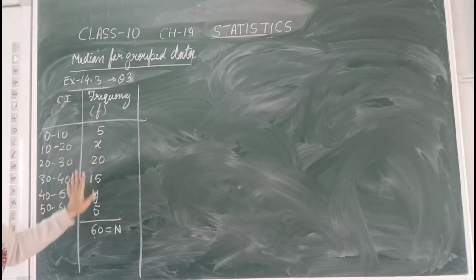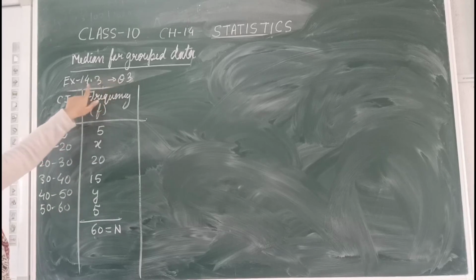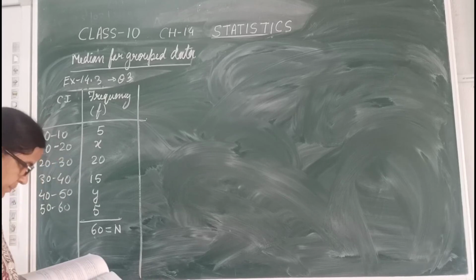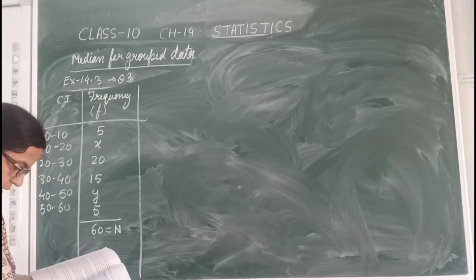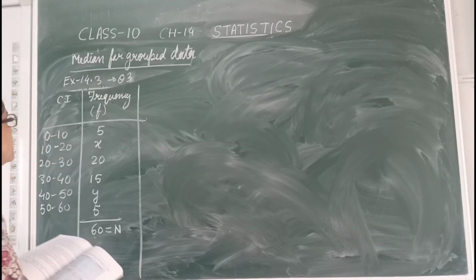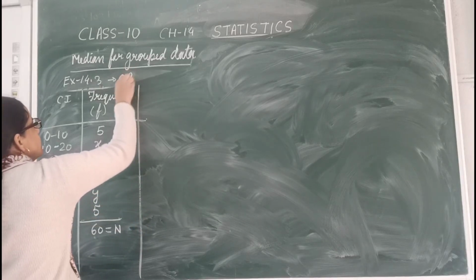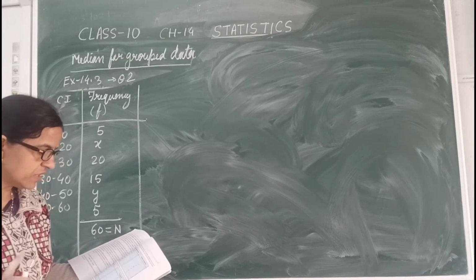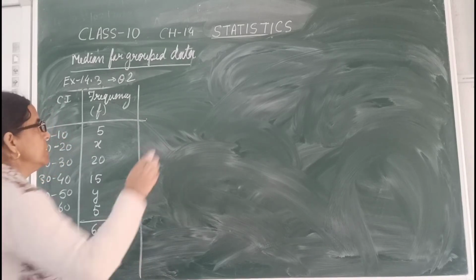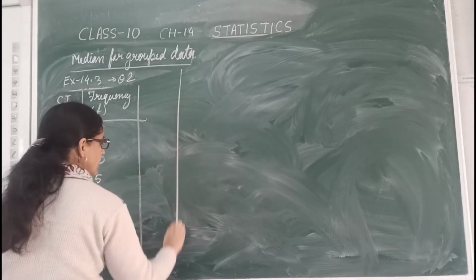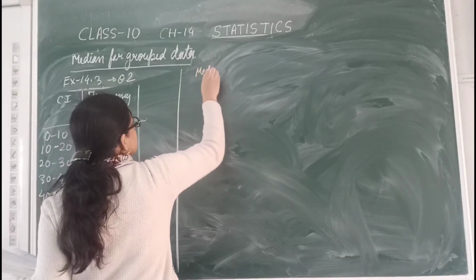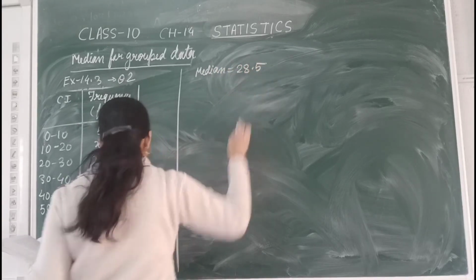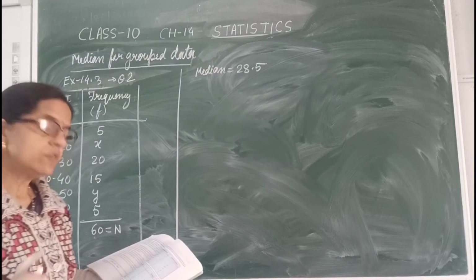I have written the data of the question, which is question number 3 of exercise 14.3. So you take out your book, page number 287. Question number 2, so not 3, question number 2 I have written over here. Question number 2 is saying that if the median of the given distribution is 28.5, so median value is given. Median equals 28.5. Find the value of x and y.